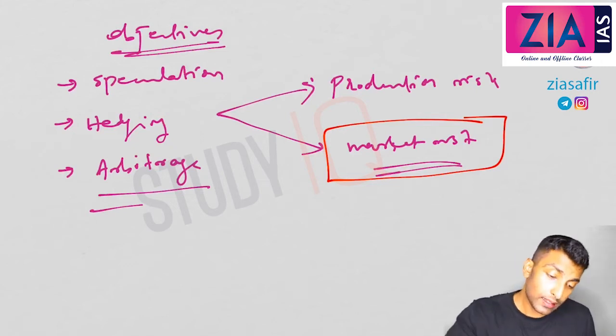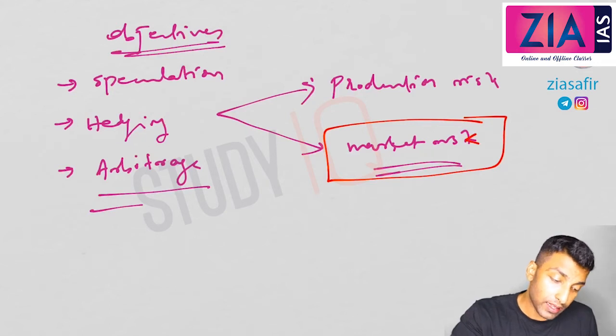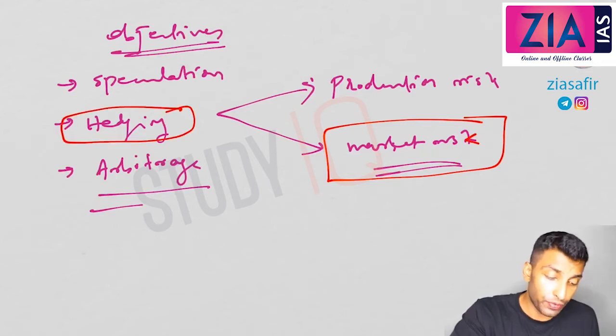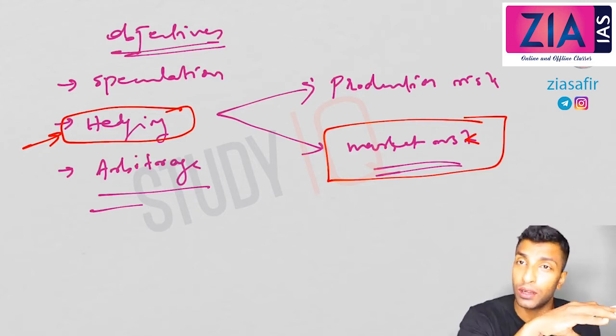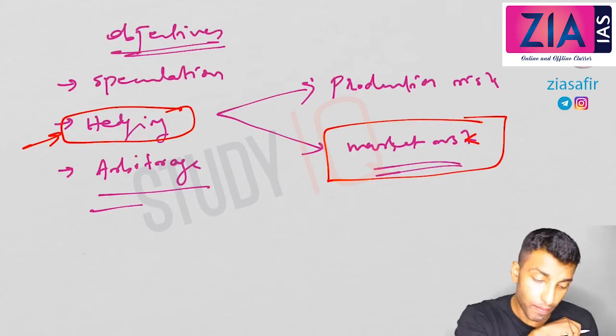So forwards can actually eliminate the market risk. Since it is eliminating that market risk, can we say the farmer is hedging? From the farmer's point of view, it is hedging, because he can hedge from the market risk. He's actually reducing the market risk. So it is a hedging from the farmer's point of view.